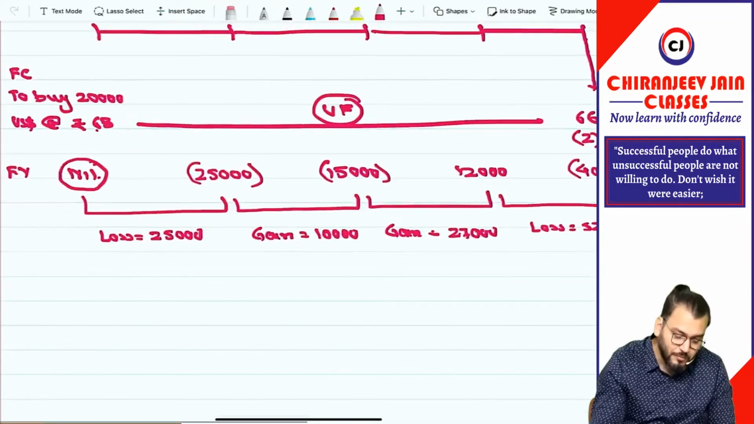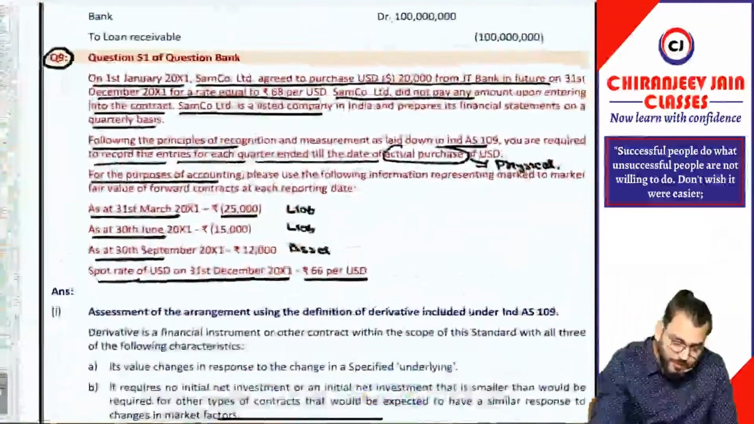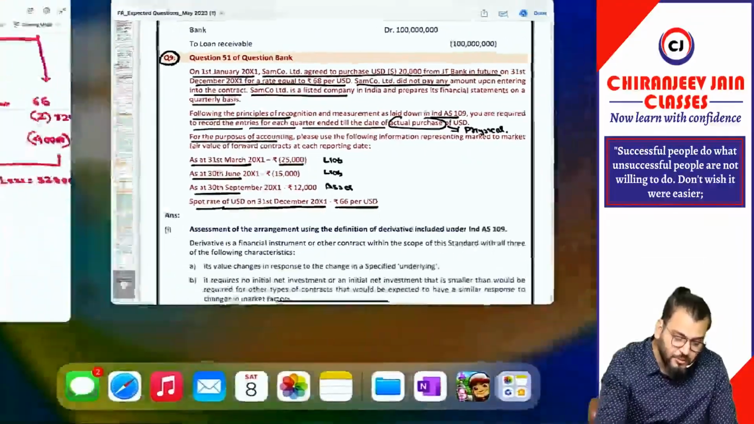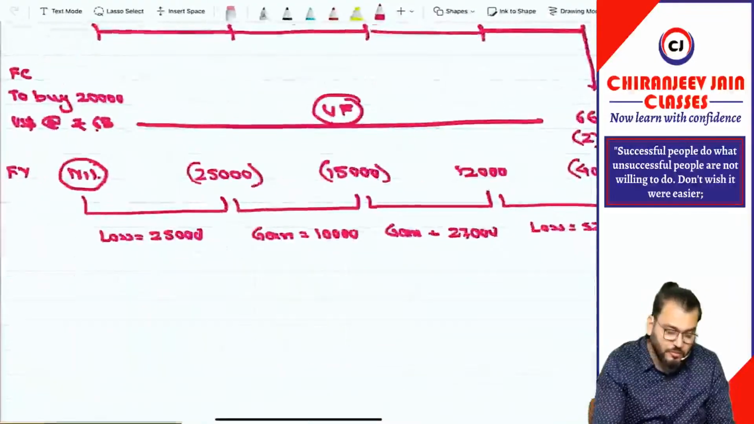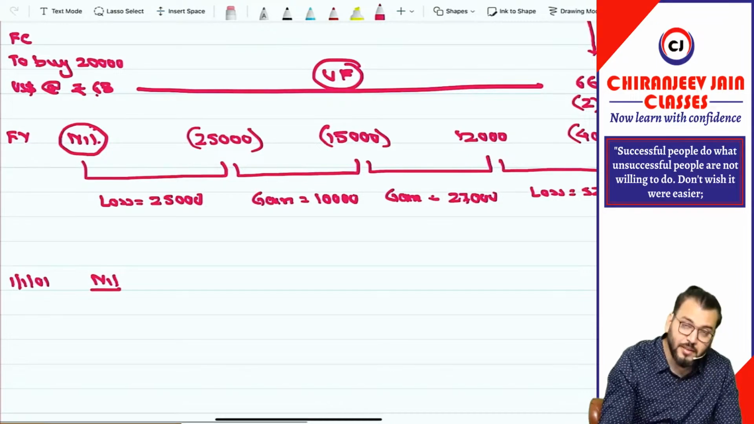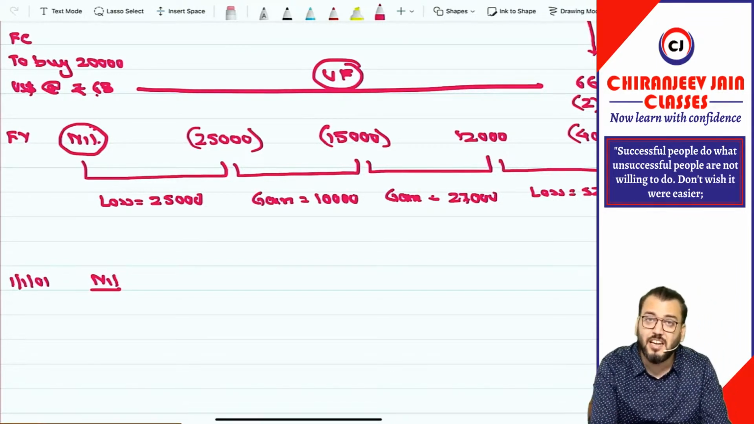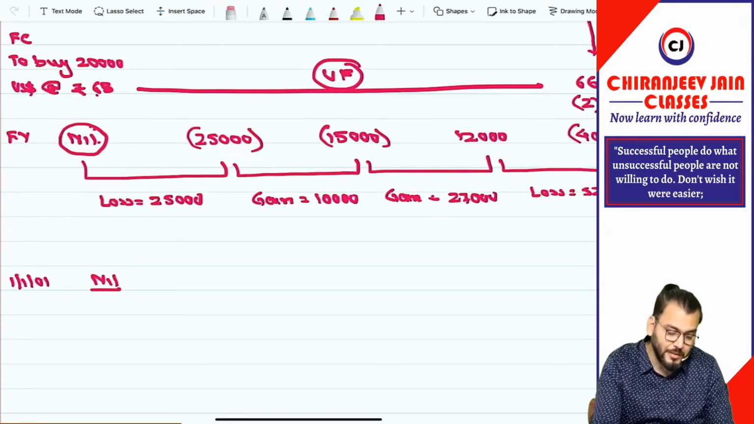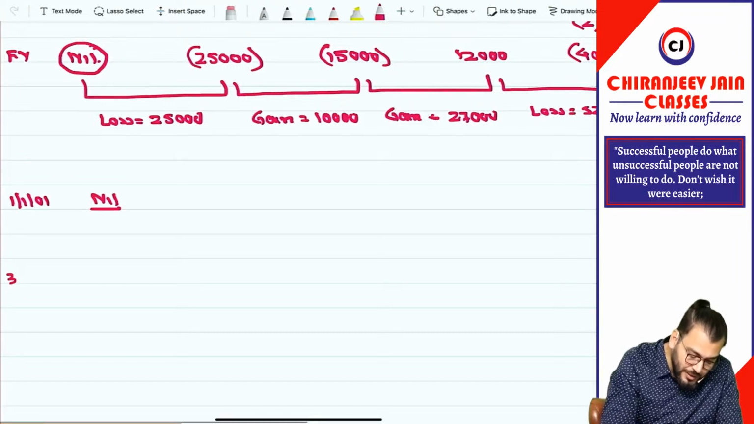So question number 9 we are doing. We will start from the first date. The first date is 1st Jan 2001. On 1st Jan 2001, because the fair value is nil, there is no journal entry, as the consideration paid to enter into the contract is nil. Then the second journal entry will be on 31st March 2001.